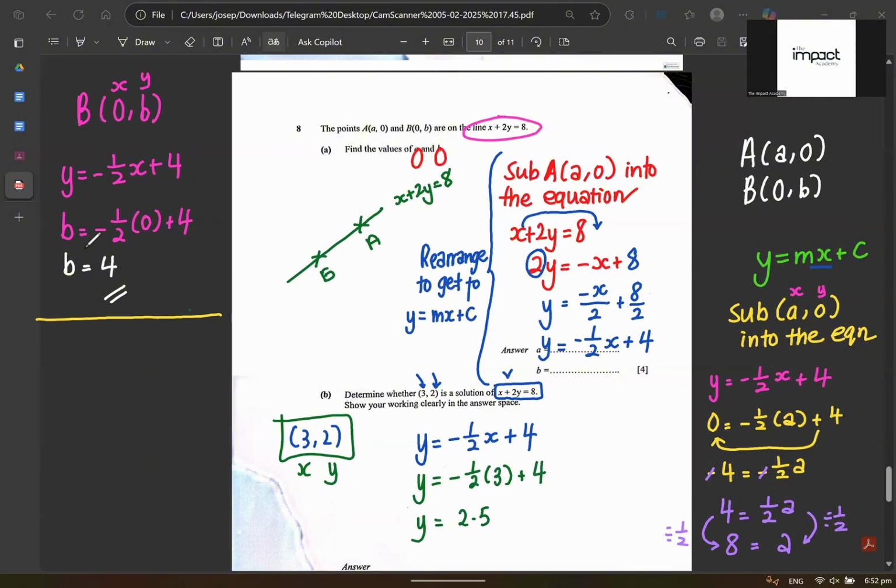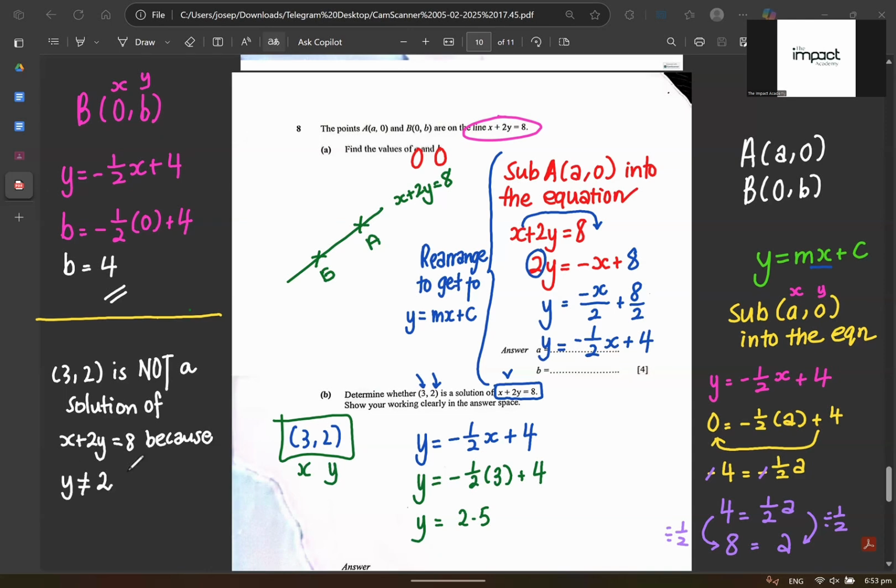You say that 3 comma 2 is not a solution of x plus 2y equals to 8. Why is that so? Okay, you can explain, but usually we let the working speak for itself. You understand? The working will help us to talk more than your deep words. It's not a solution of x plus 2y equals to 8 because y is not equal to 2.